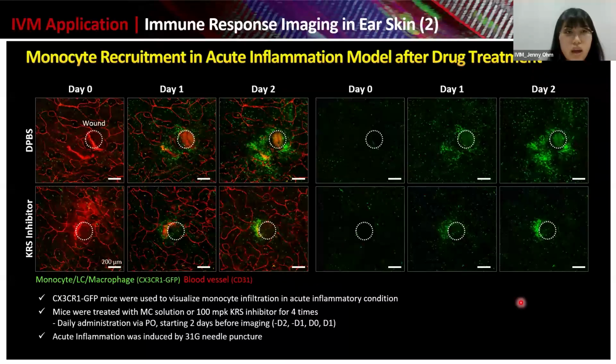So imaging immediately after the wound, as well as 1 and 2 days after, revealed a significant reduction in immune cell recruitment around the wound site in the KRS inhibitor treated test group compared to the control group here. So this reduction was attributed to decreased cell-to-cell adhesion and migration in the test group. And through quantitative analysis, we were also able to find out that only a third of the immune cells had clustered together compared to the control group here.